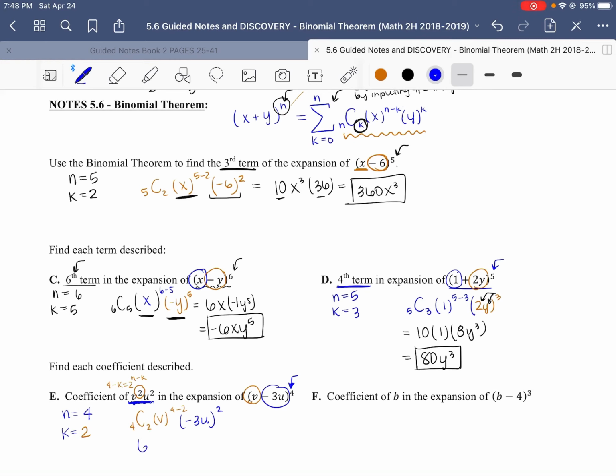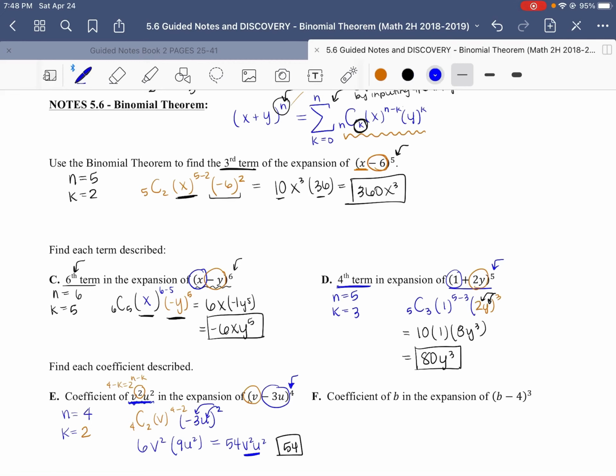Alright, as we simplify, 4 choose 2, I believe is 6. V, 4 minus 2 is 2, so that's v squared. And then here we've got negative 3 squared, which is 9. And we've got u squared there. So as we simplify this, 6 times 9 is 54. And notice we've got that v squared, u squared, so we did find the right piece of the expansion. So the coefficient in this case would be 54.